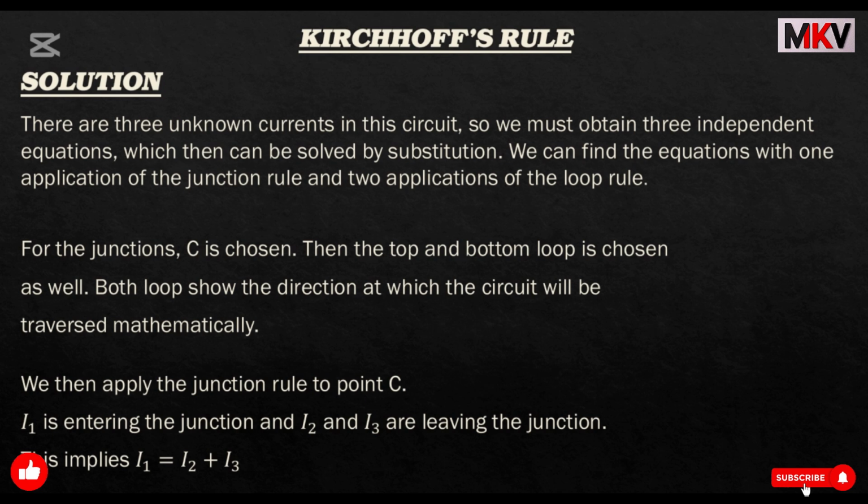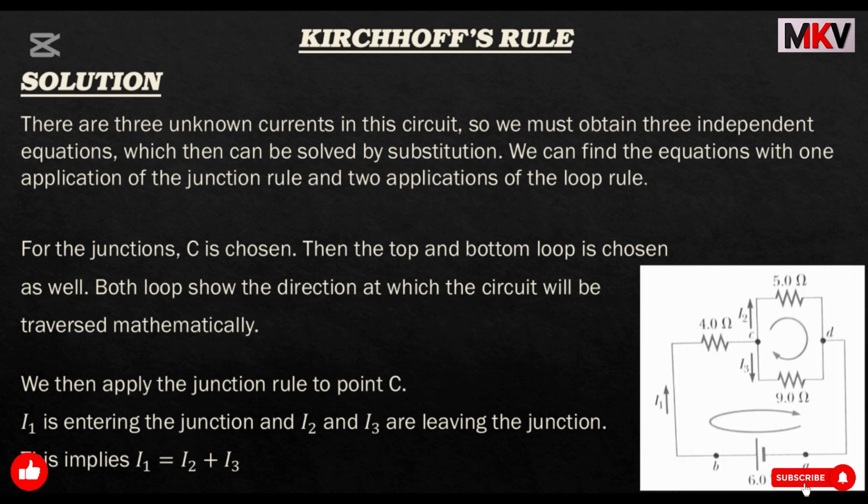So this is your equation 1: I1 is equal to I2 plus I3. I1 is entering the junction. So the currents leaving the junction, you sum them up, then equate it to the current entering the junction. This is your equation 1. So in the diagram, we use this junction, then we use these 2 loops. You take note of that.